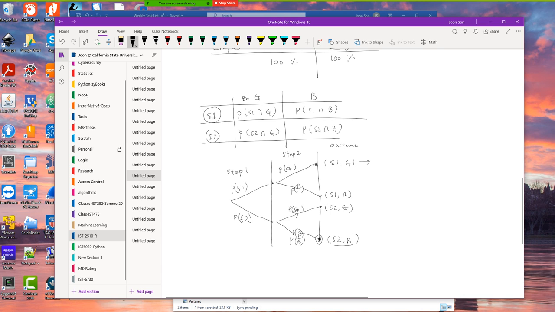And this one, if I just change the notations to a notation that uses probability, then this means the probability that is what? S1 and G. Okay? And this one is the probability that is S1 and B. And then this is what? This is the probability that is S2 and G. And this one is the probability that is what? S2 and B. Right?